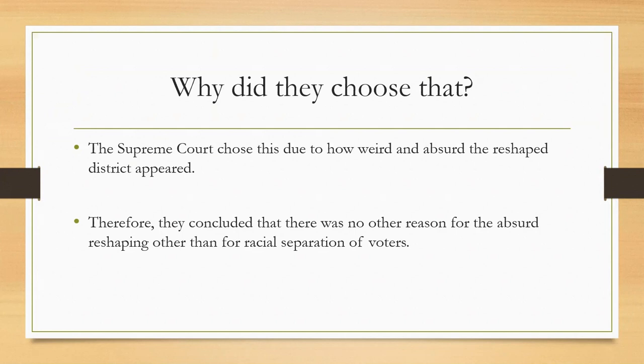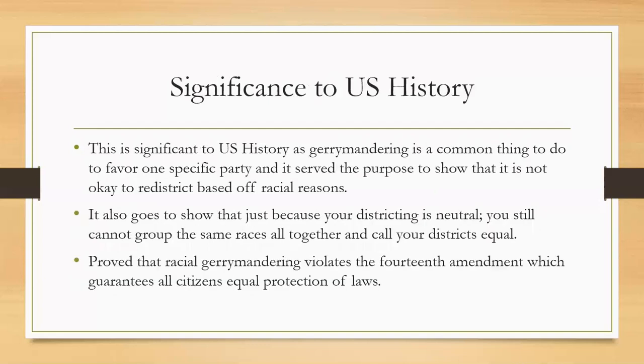Again, just restating what I said there, because of the weird and absurd shape, there's no other reason. And so this is significant, as Drew states, to U.S. history, as gerrymandering is a common thing to do to favor one specific party, and it served the purpose to show that it is not okay to redistrict based off of racial reasons. So putting some caps on gerrymandering.